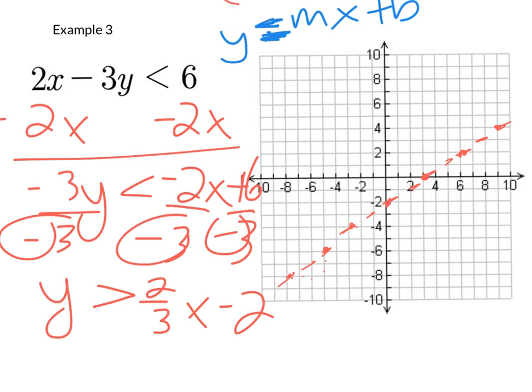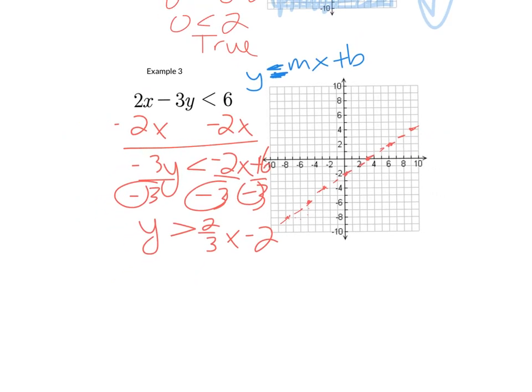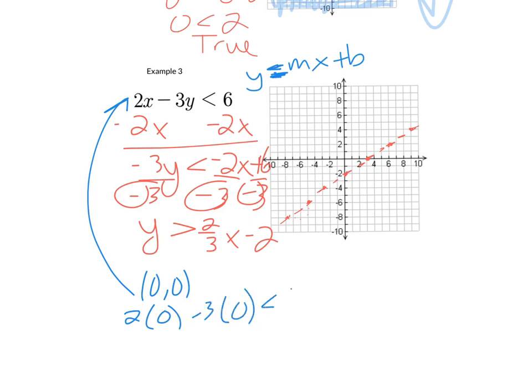Now, we have to shade. I'm going to plug 0, 0 into the original equation. So this one's easy. 2 times 0 minus 3 times 0 is less than 6. Now, why do I put it in the original equation? Because we manipulated the equation, and if we forgot to switch the inequality, we would shade in the wrong place. So 0 minus 0 is less than 6. 0 is less than 6 is true. So here's 0, 0. It's less than 6. That's true. So we're going to shade above. So everything above gets shaded.